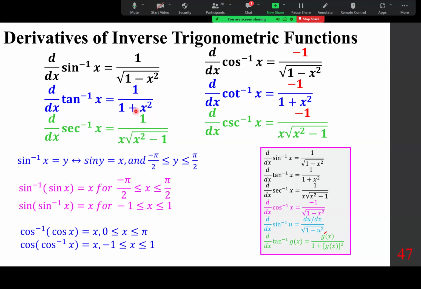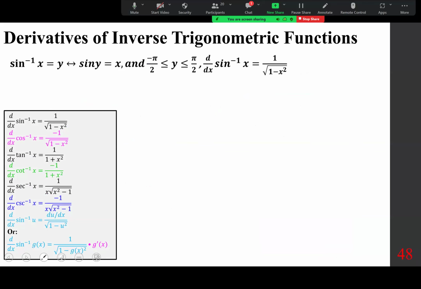Over here, we have 1 plus x squared. So the x is the function g of x now, 1 plus g of x squared. Okay, just wanted to make sure that you see that. Now, we have this from the previous page, and we are going to look at the proof.